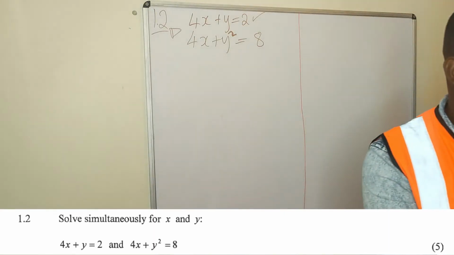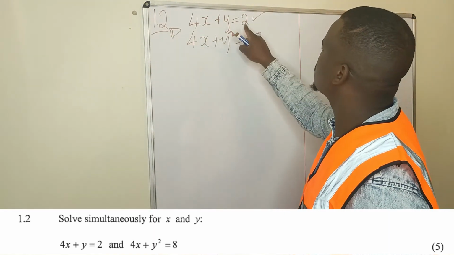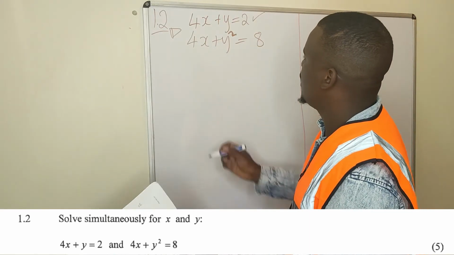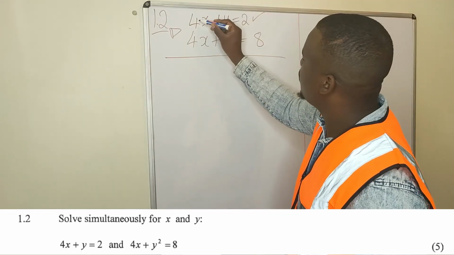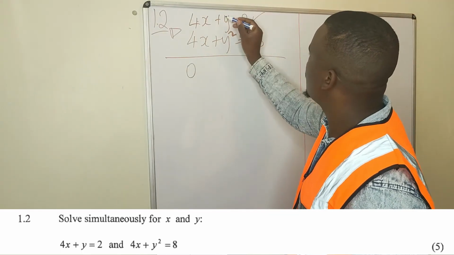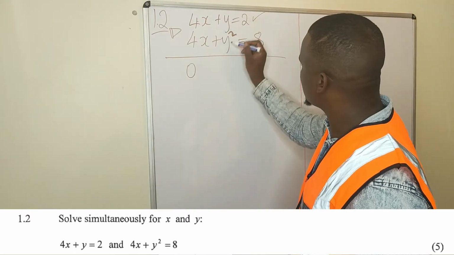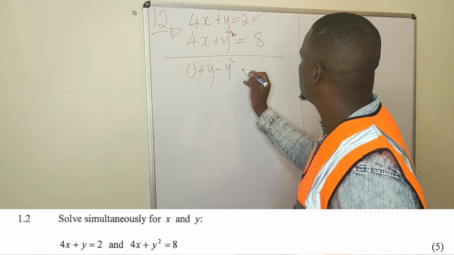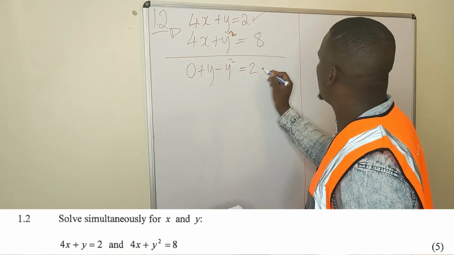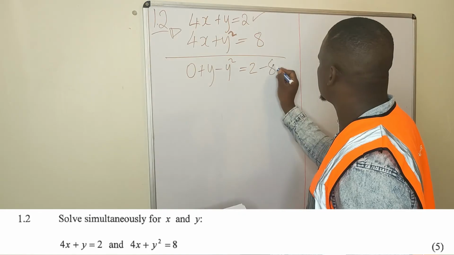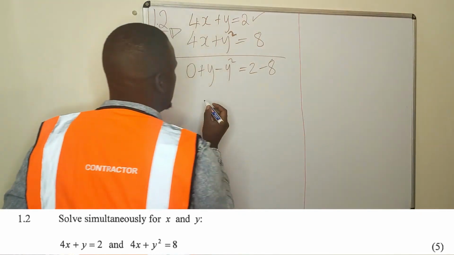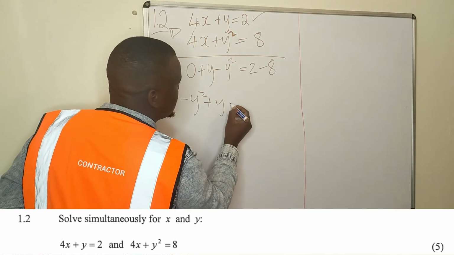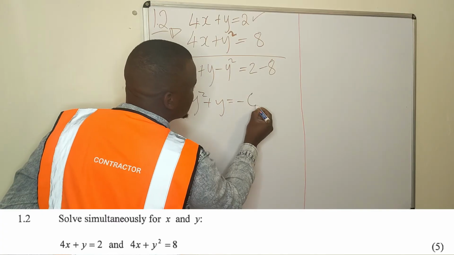You can use elimination and say, okay, I have 4x minus y squared is equal to that. This minus this is that, right? So I can say, okay, 4x minus this, we have 0. Y squared, y minus y squared. So you have your y plus y minus y squared is equal to your 2 minus 8, right? What do you have? You have your negative y squared plus y is equal to minus 6.